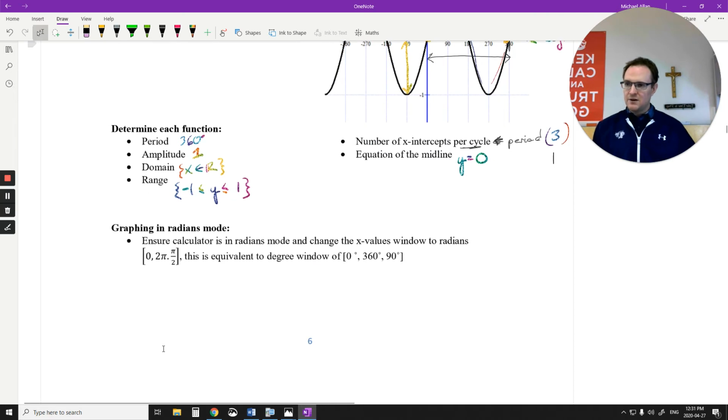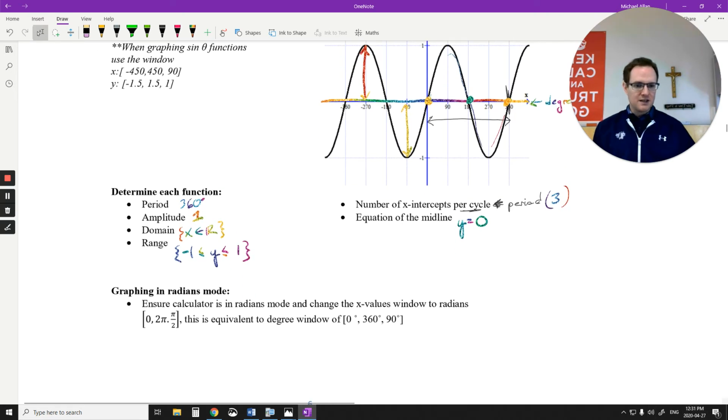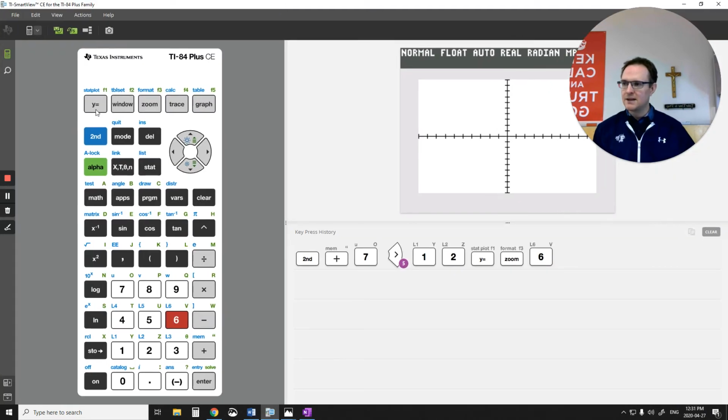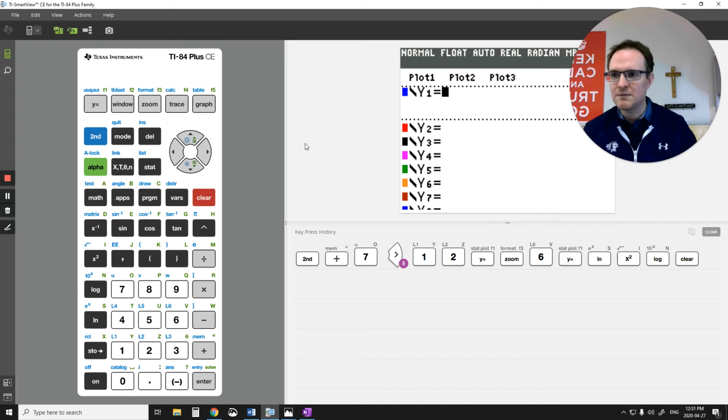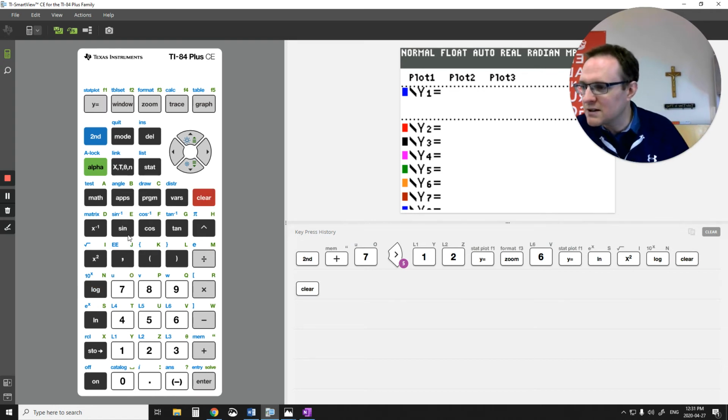Now, when you're doing this in your calculator, if I want to just do this in my calculator really quickly and I want to see what this looks like, here's my calculator. Okay. So I'm going to go over here. I'm going to hit sine. Okay. Apparently it doesn't let me type that in. So I'm going to have to type sine x. Okay. I'm going to hit graph.